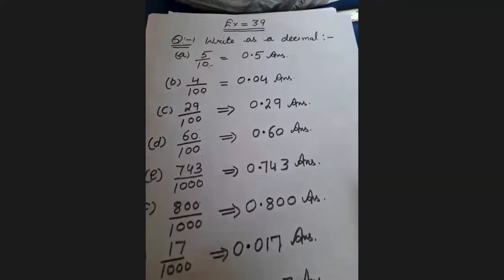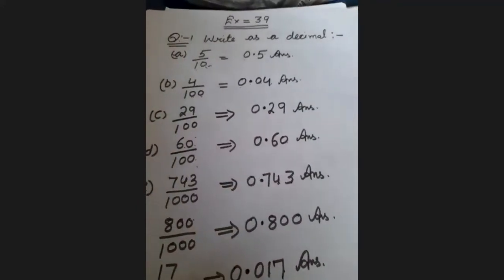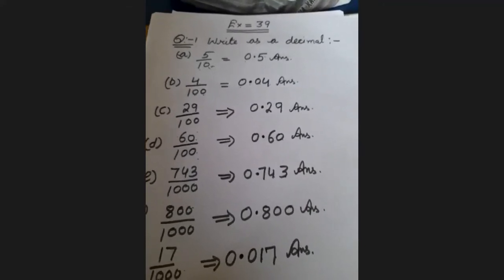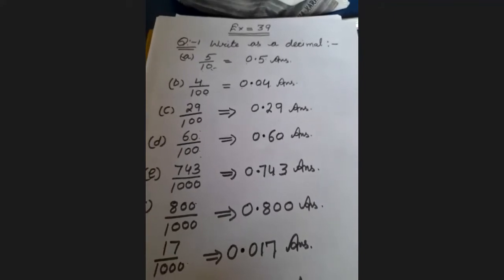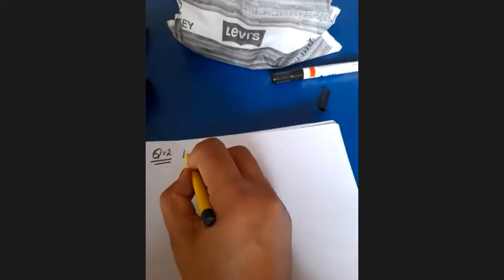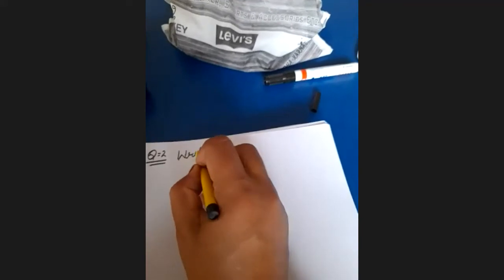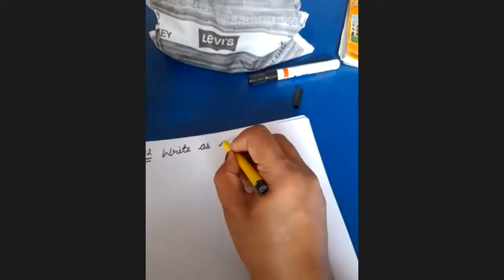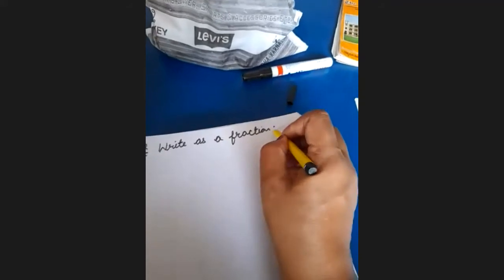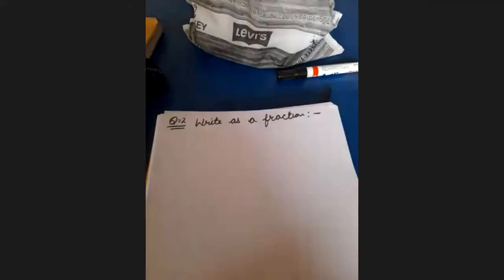Next is the second question. Your second question is write as a fraction. Now your numbers are decimal numbers. Now convert these decimal numbers into fractions. Write as a fraction.